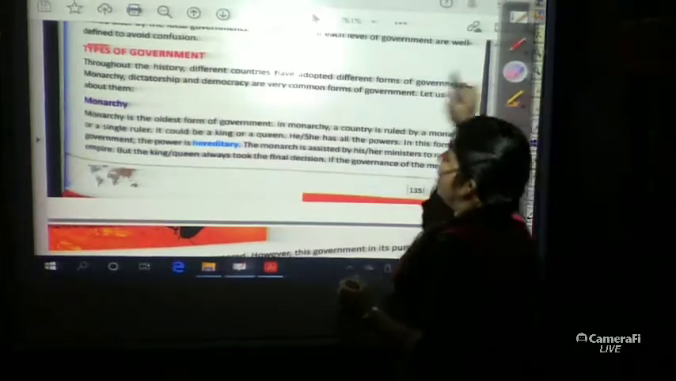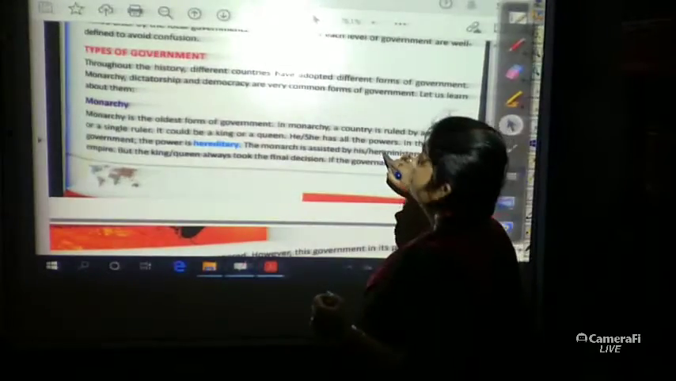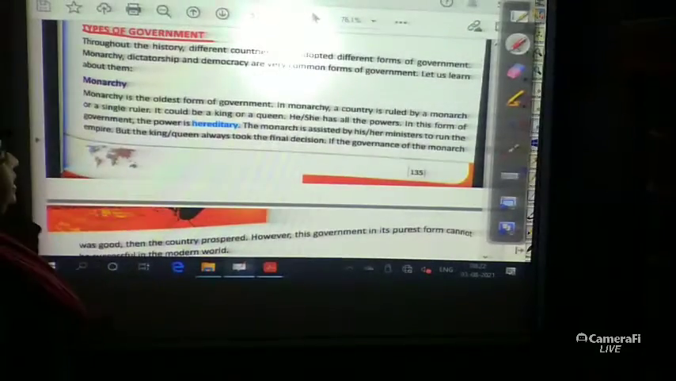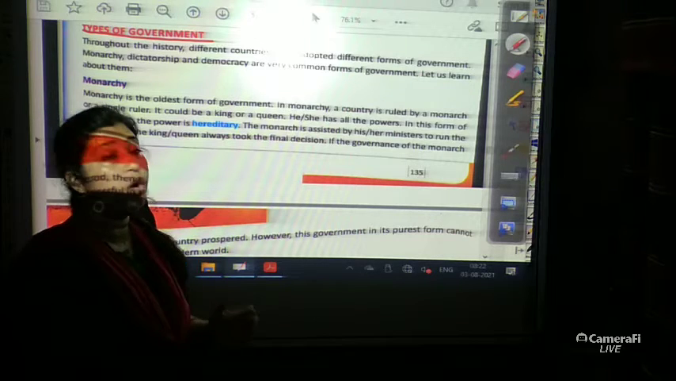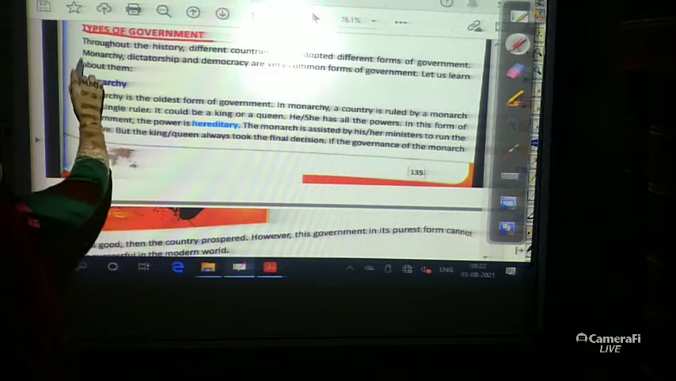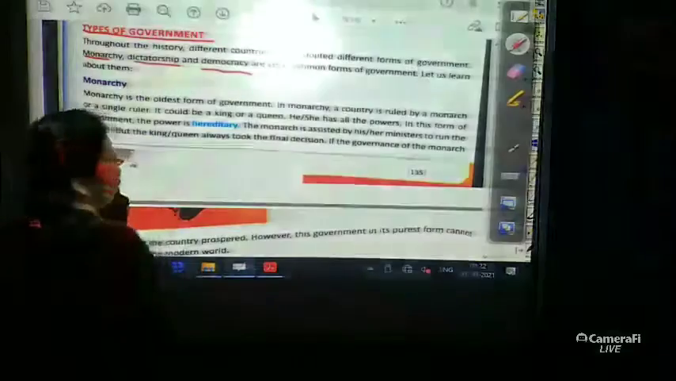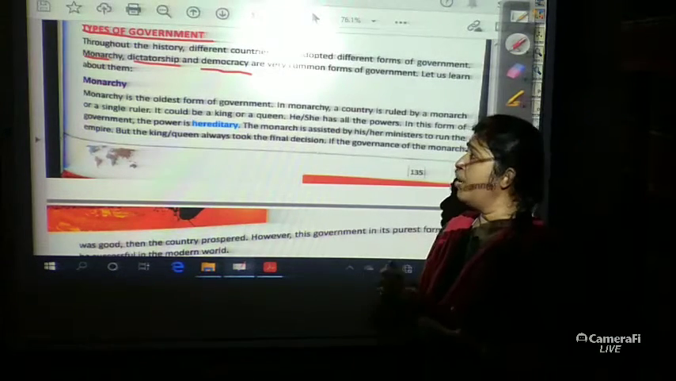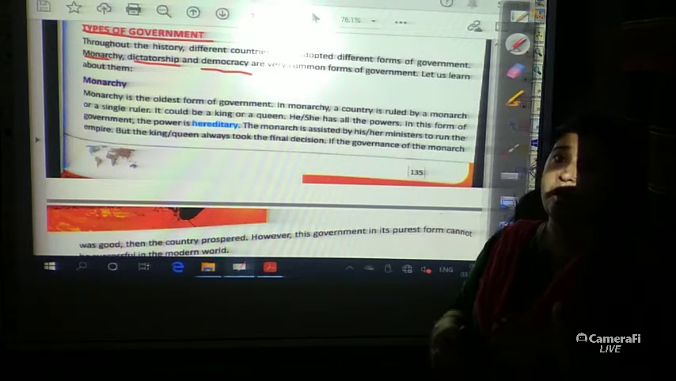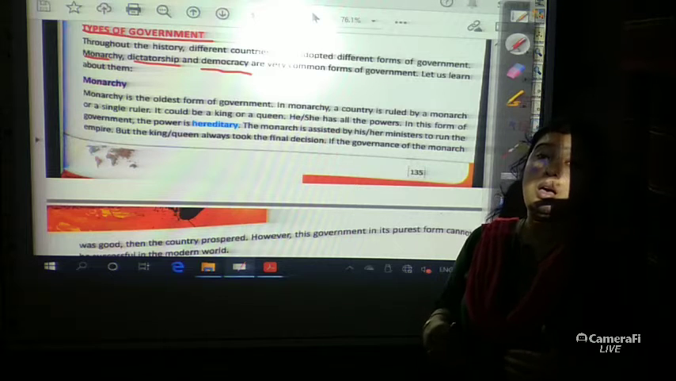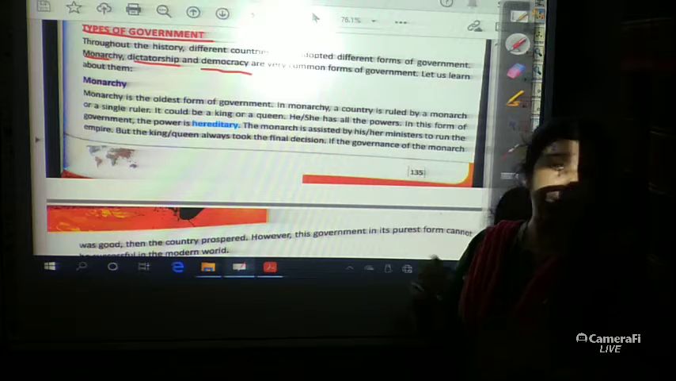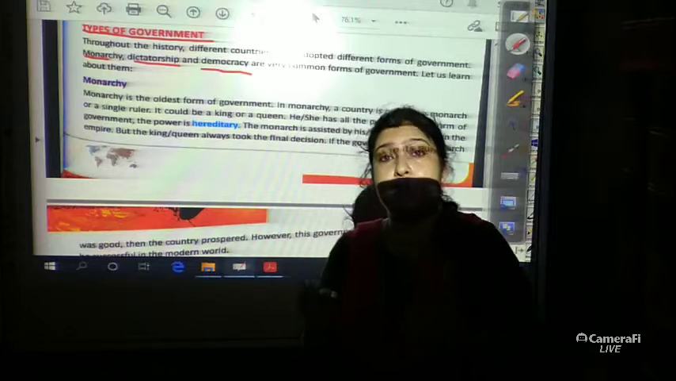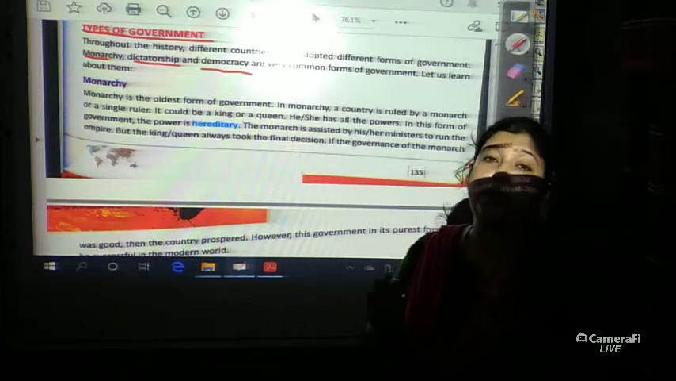Now, the types of government. Throughout history, different countries have adopted different forms of government: monarchy, dictatorship and democracy. Our country is a democratic country because we choose our representatives ourselves. People choose their own representatives through the vote, and that is a democratic country.